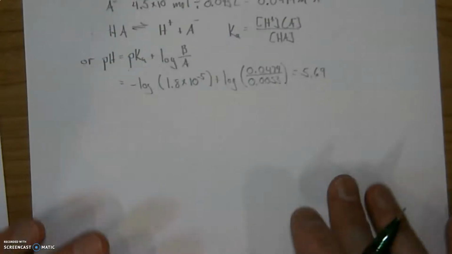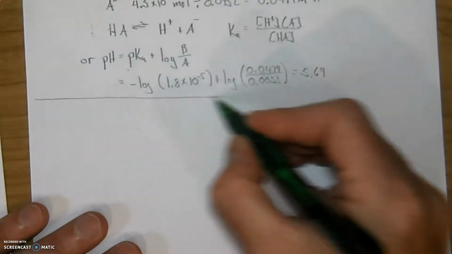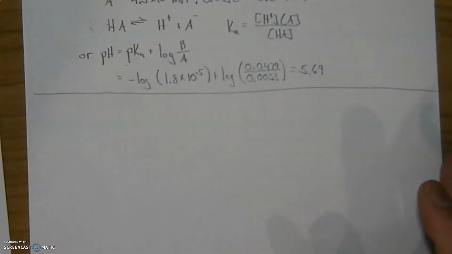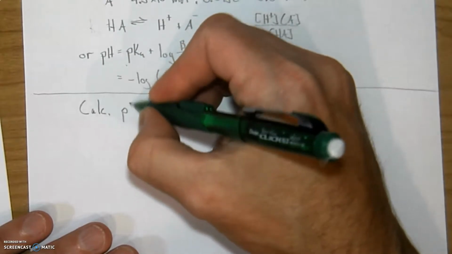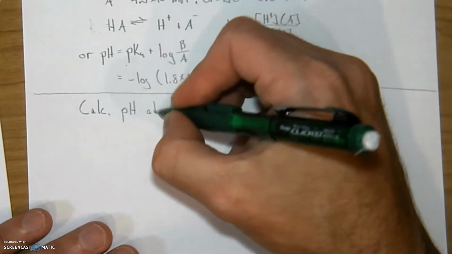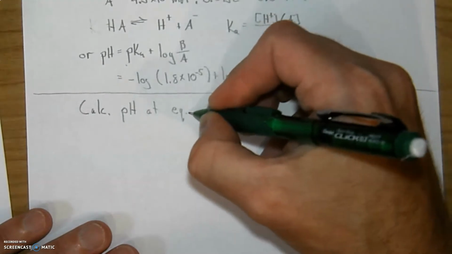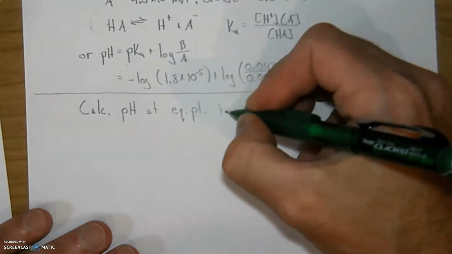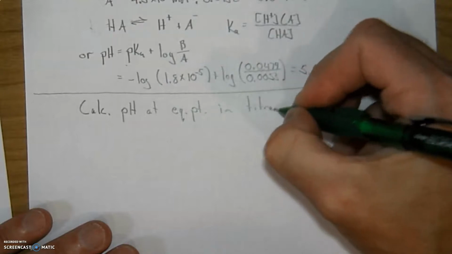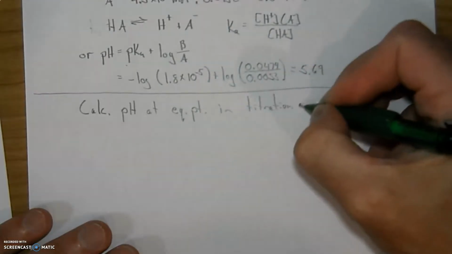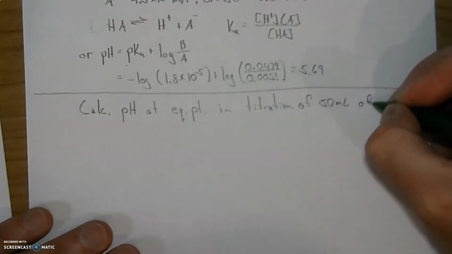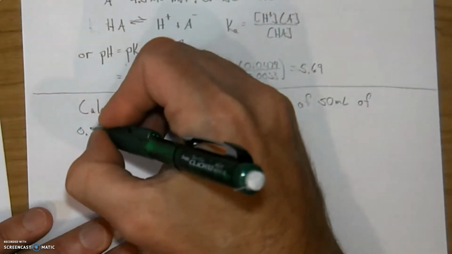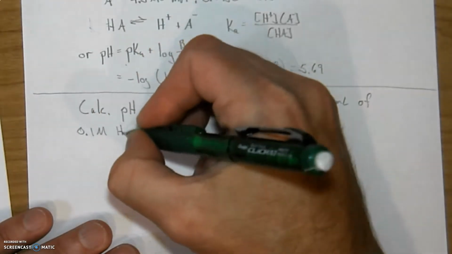Okay, let's do one more, and I'm not going to get all the way through this, but I want to get it set up. So we'll go into the next video with this problem. Problem starts with: calculate pH, so very similar problem, at the equivalence point in a titration of 50 mils of 0.1 molarity acetic acid.